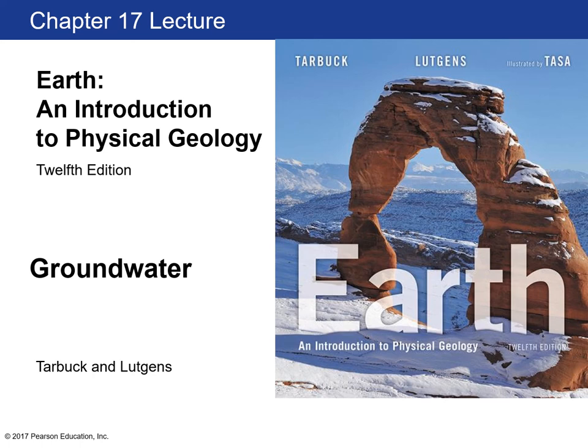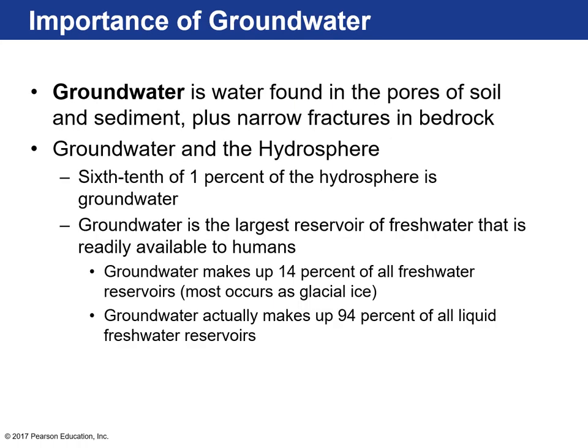Physical geology class, let's talk about chapter 17, groundwater. Groundwater is water found in pore spaces, underground in sediment and narrow fractures. And groundwater makes up a significant portion of the freshwater reservoir on Earth. It's the largest freshwater reservoir that's available to humans.